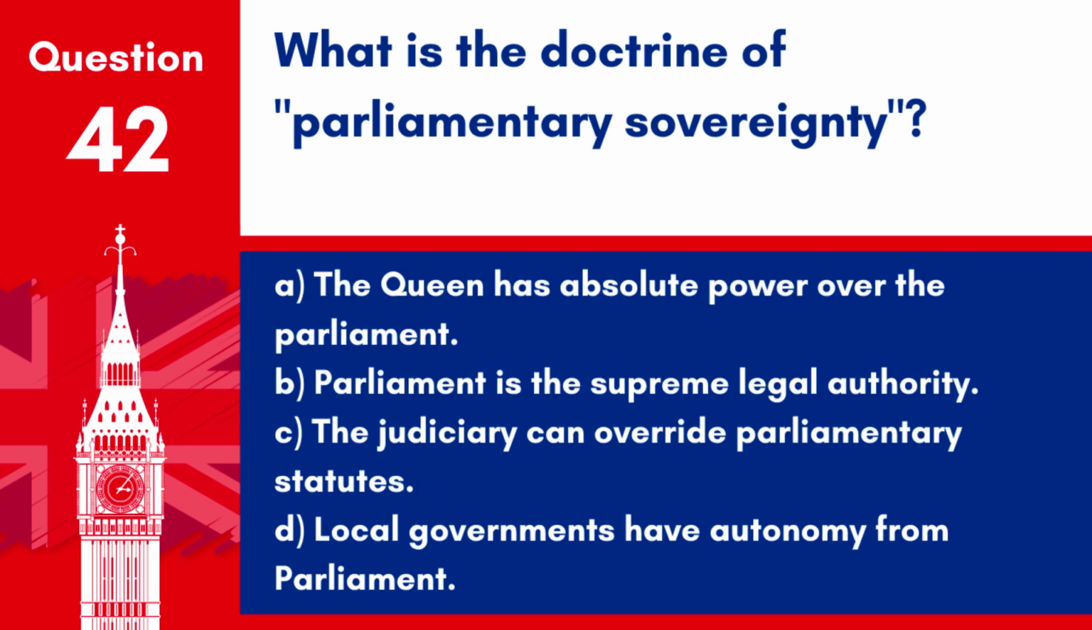Question 42. What is the doctrine of parliamentary sovereignty? A. The Queen has absolute power over the Parliament. B. Parliament is the supreme legal authority. C. The judiciary can override parliamentary statutes. D. Local governments have autonomy from Parliament.